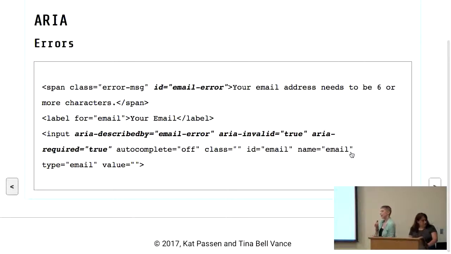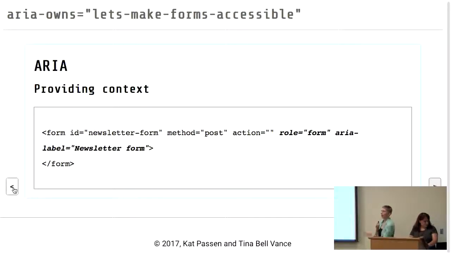And the aria label is something that it will read out, so when I use my shortcut keys to go to the form, it would say newsletter form instead of just form. And this is really handy when you've got a couple different things on the page that all share the same kind of thing. So say you've got a search box on your page that's a form, and then you've also got this. If you just are skipping between forms and you can't see, you'll only hear form. How do you know which form you're on?